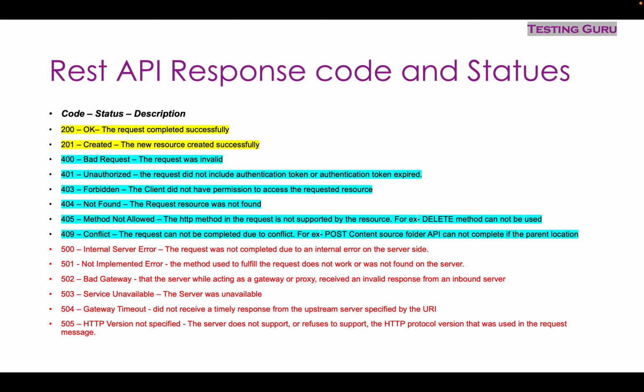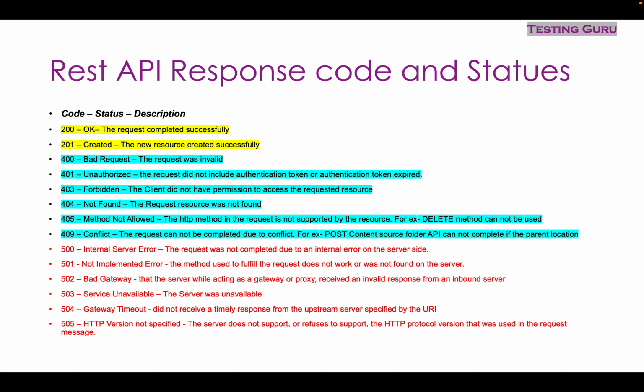And when we get 400 as a status code, that means the request we have sent is a bad request. The request is invalid. The request could not be understood by the server due to incorrect syntax. The client should not repeat this request without modifications. In that case we get a 400.